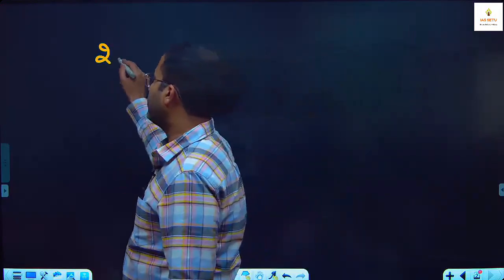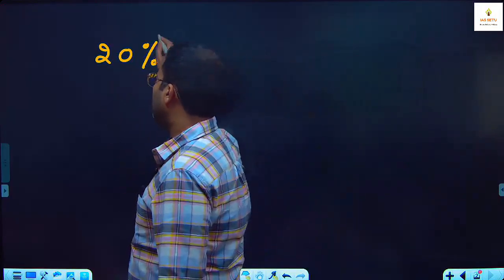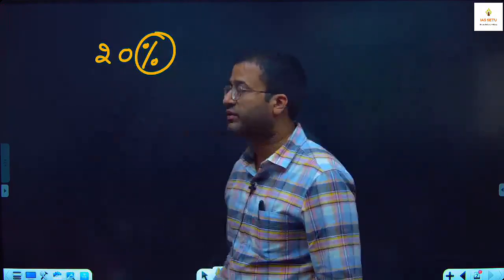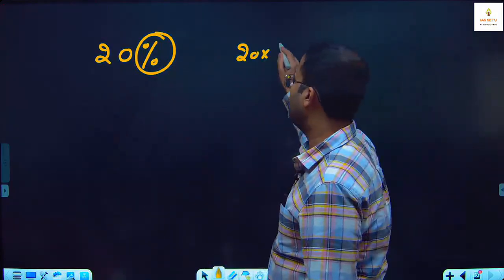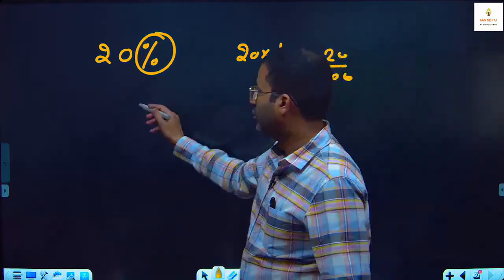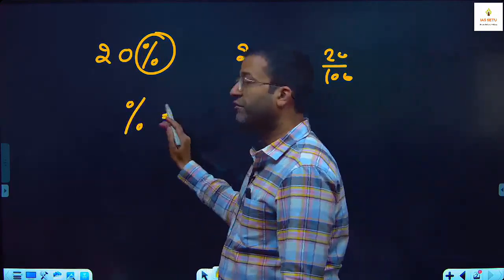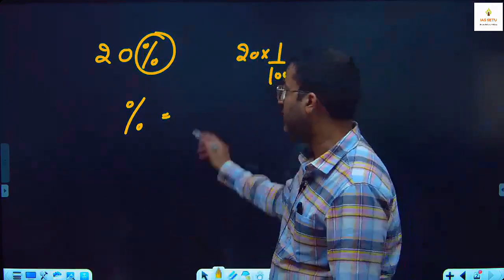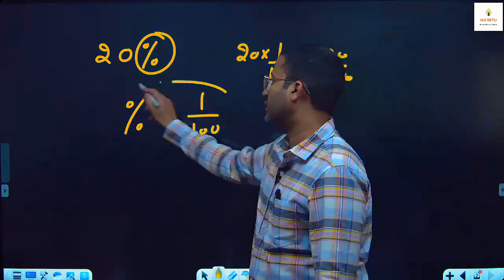Now here, like this is 20%. This percentage symbol itself is like 20 into 1 upon 100. It is 20 upon 100. So if you ask me what is the value of percentage symbol, it is 1 upon 100.